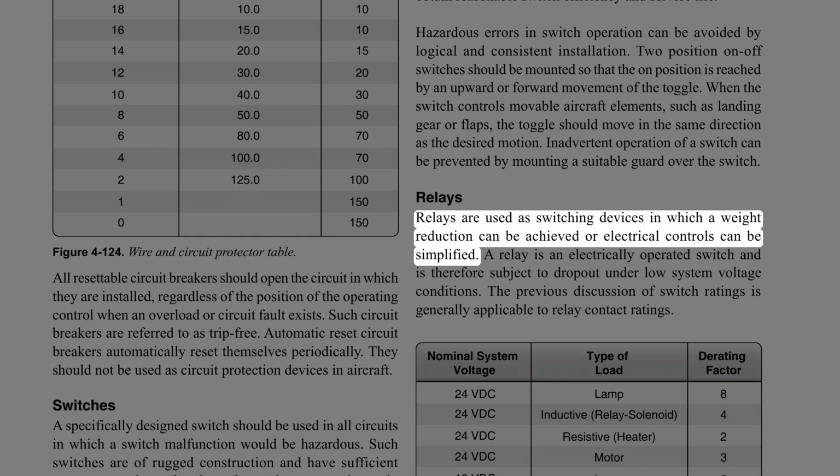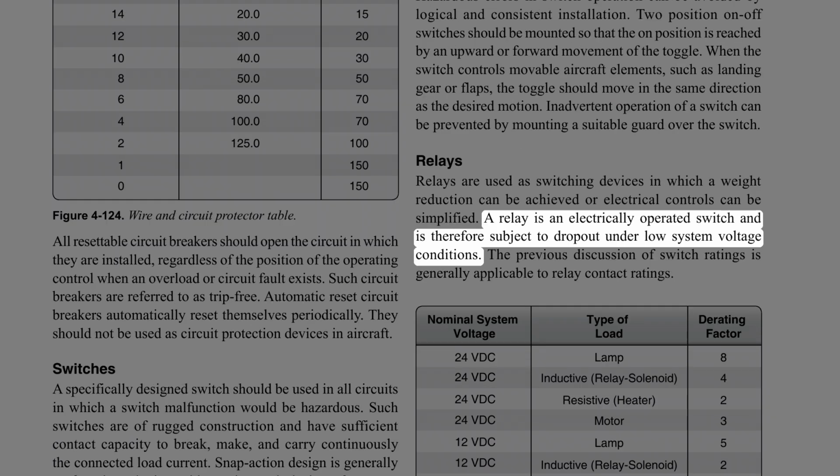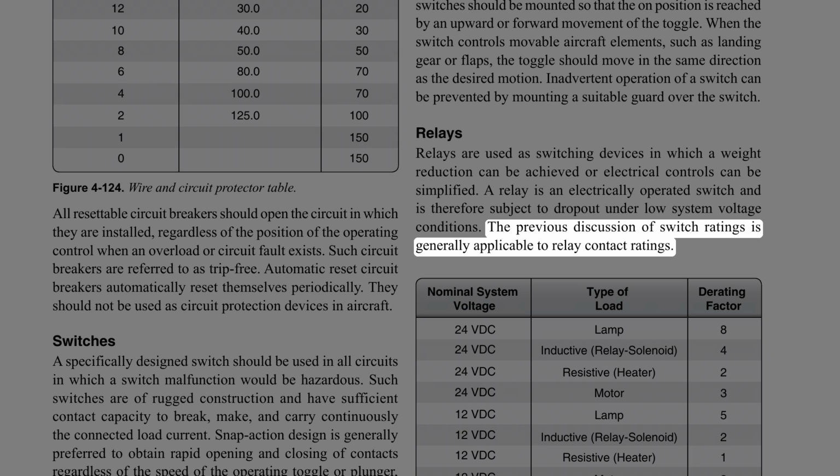Relays. Relays are used as switching devices in which a weight reduction can be achieved or electrical controls can be simplified. A relay is an electrically operated switch and is therefore subject to dropout under low system voltage conditions. The previous discussion of switch ratings is generally applicable to relay contact ratings.